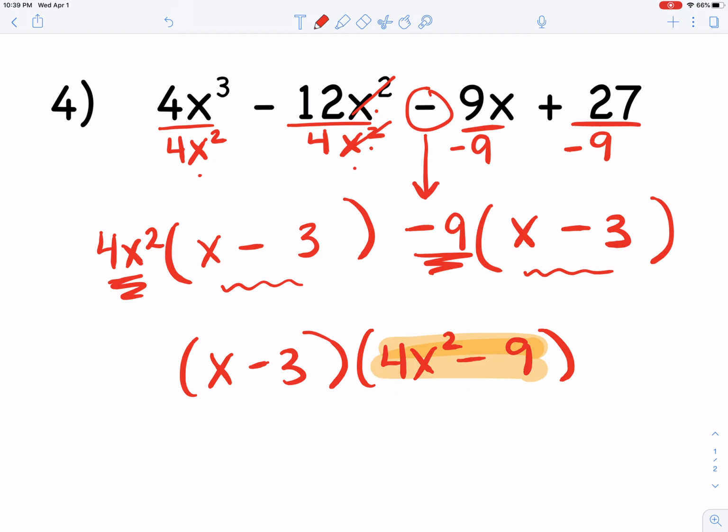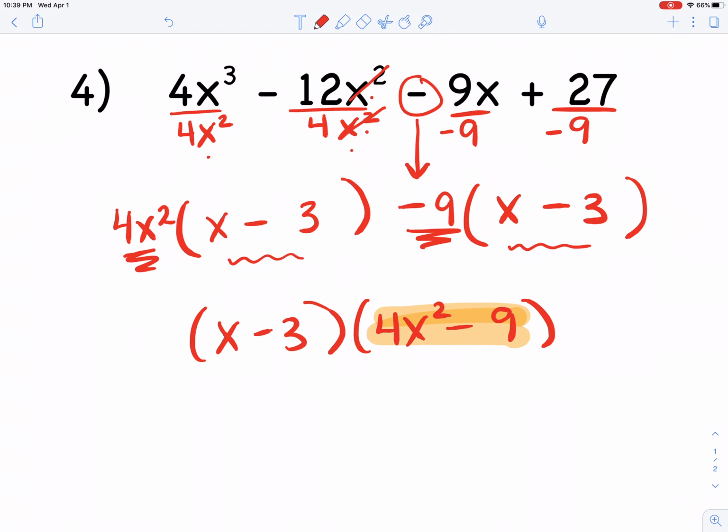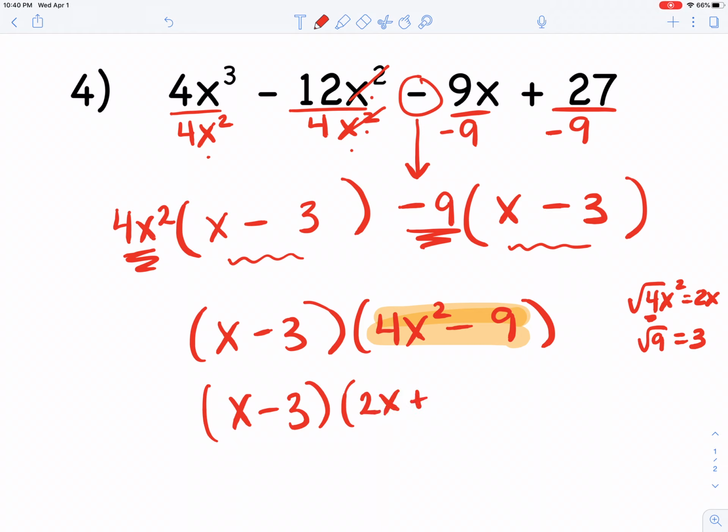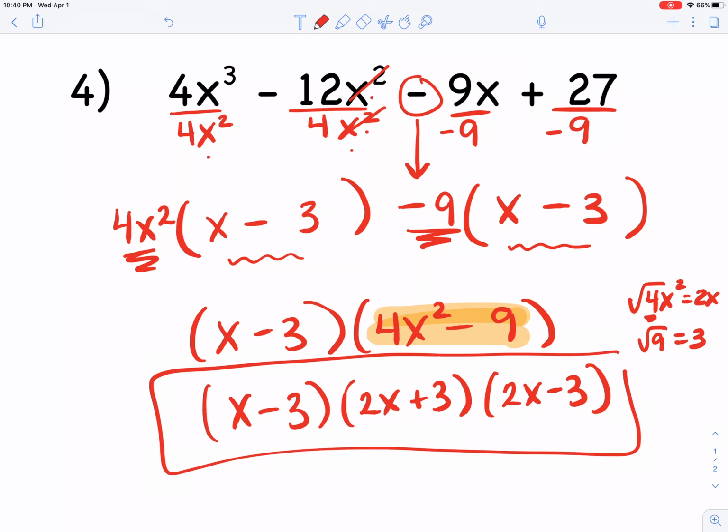So when you're doing the practice sheet with the 6 examples, they're going to be similar. Follow what we're doing here. Bring down the x minus 3. The square root of 4x squared is 2x. A lot of you keep forgetting to get the square root of the coefficient. The square root of the 4 is 2, and then the square root of x squared is x. Square root of 9 is 3, so I get 2x plus 3 and 2x minus 3. And this is my final answer.